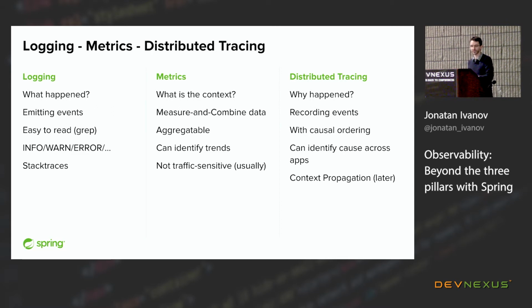And distributed tracing is here to answer the question of why something happened. It does it by recording events with causal ordering. And it can identify the cause, like what caused this, throughout threads, processes, or the network. That's why it is called distributed tracing. You have distributed applications and you want to know what event caused what. And it does it via context propagation. I will talk about that later.